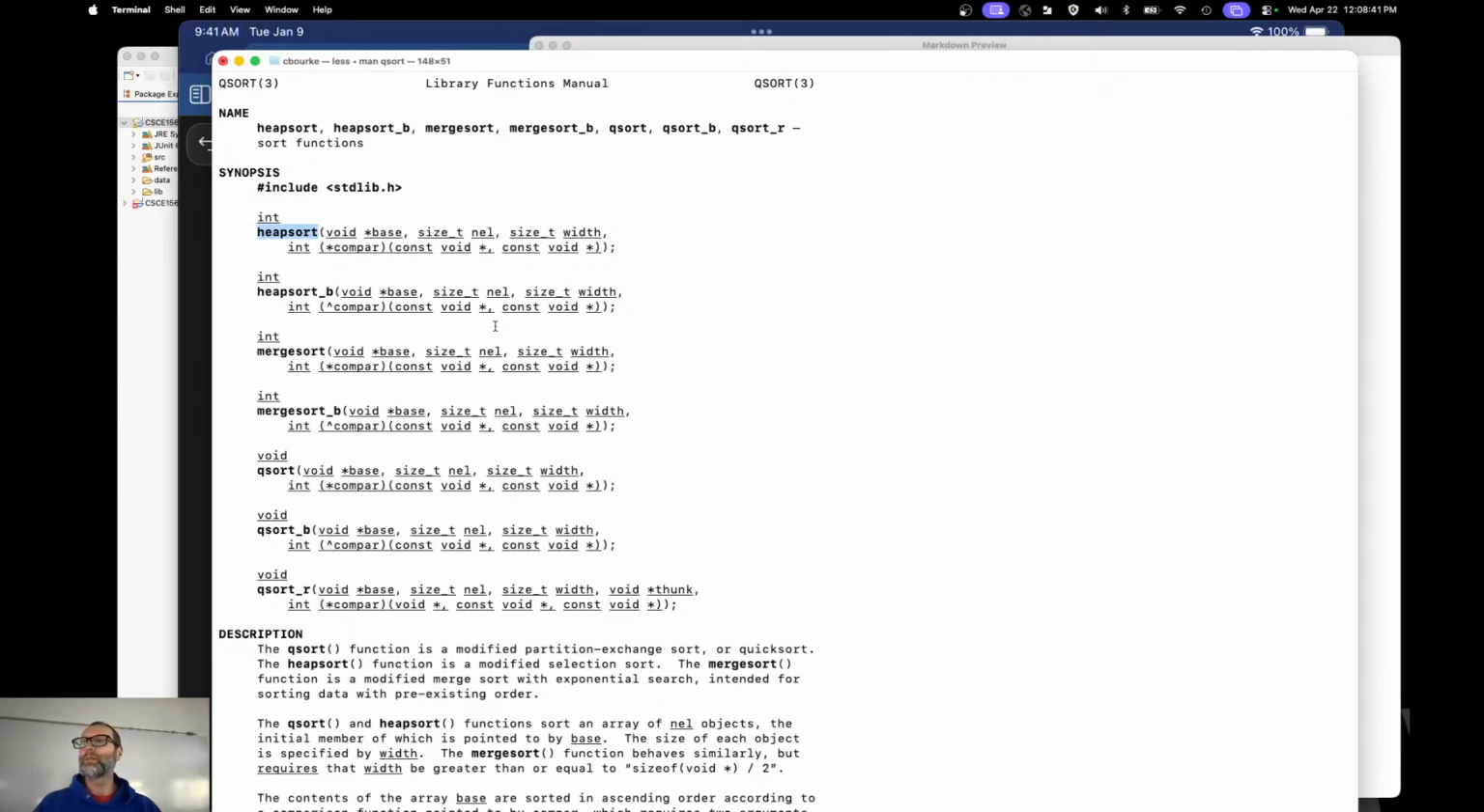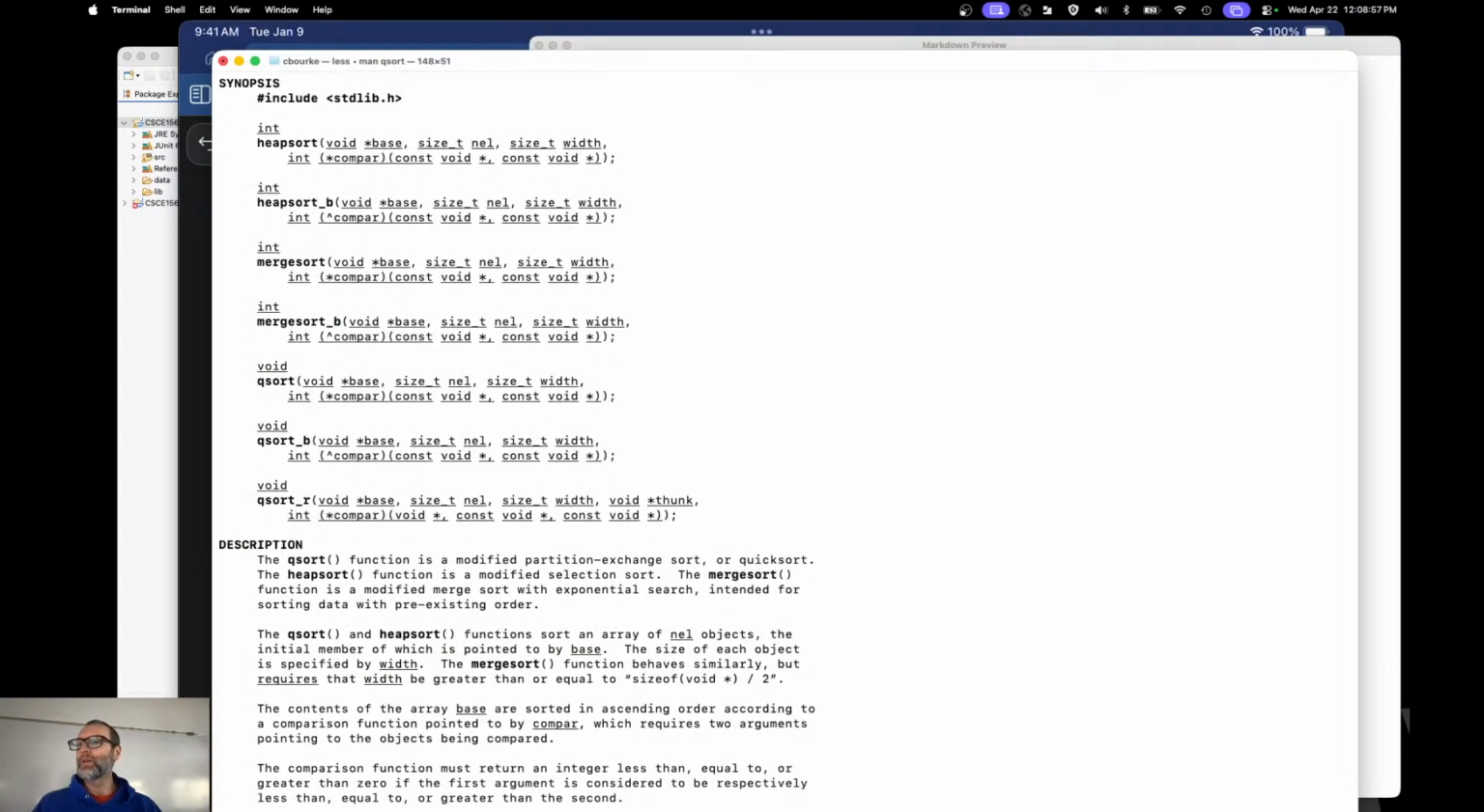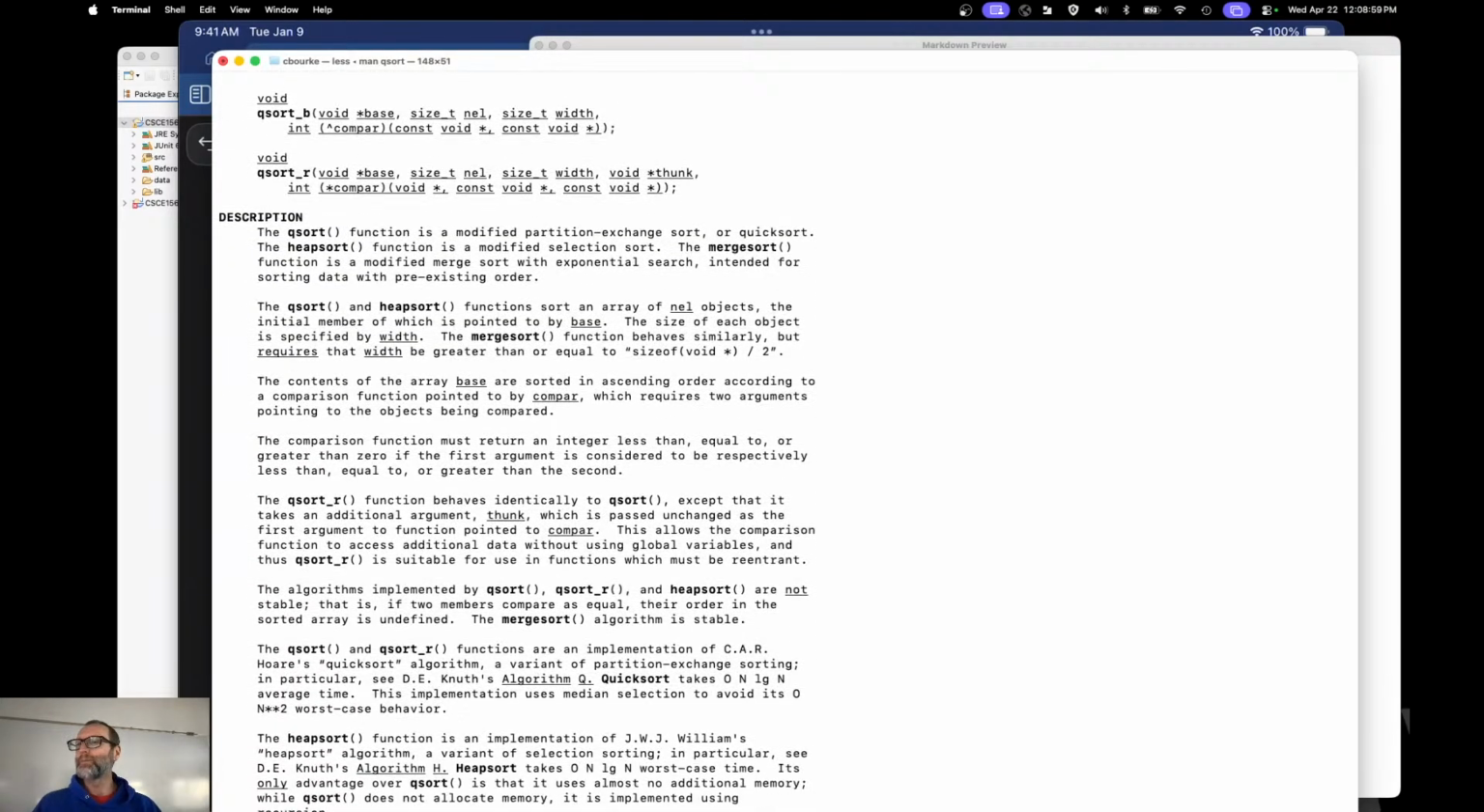Heap sort, right? There is a merge sort. I believe that though, if you read the documentation here, the qsort is actually, it just calls heap sort appropriately. I think that maybe that's changed, but our functions of an implementation.